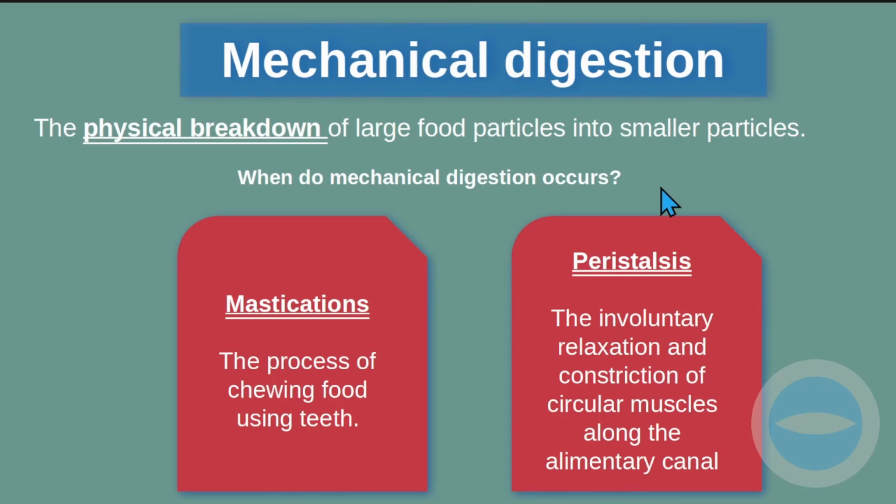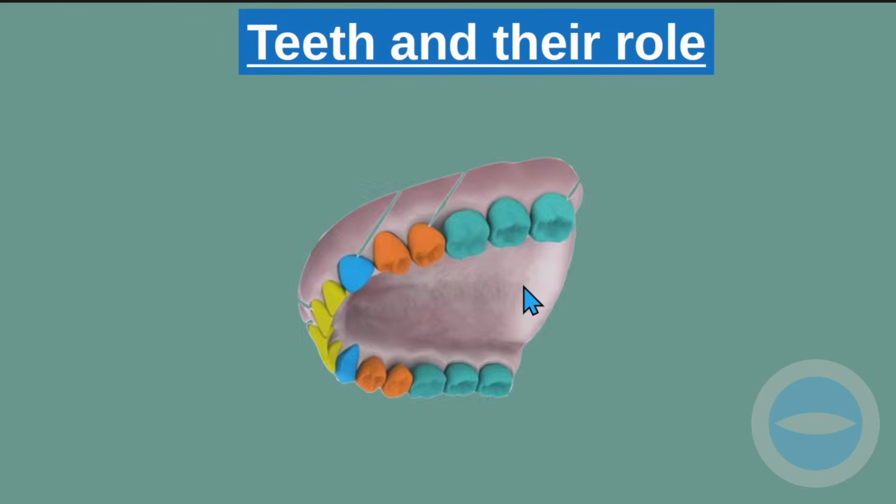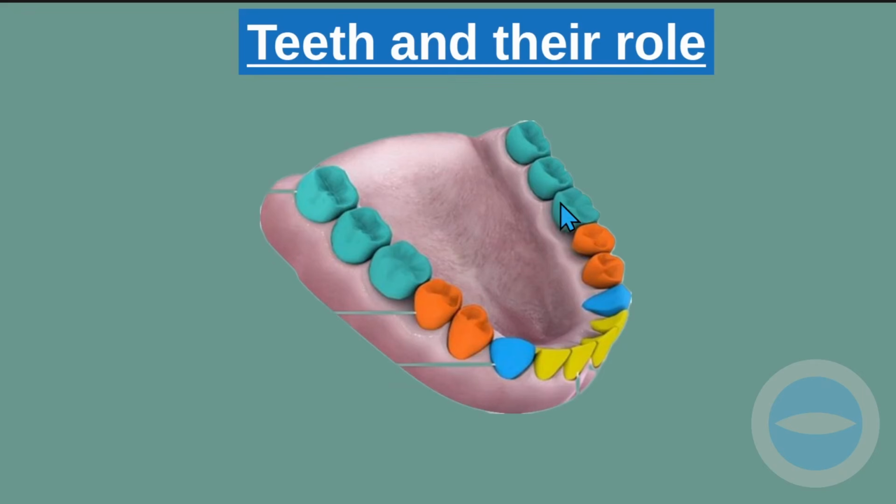So then the next thing is the teeth and their role. We must know the teeth and their role. Here I have a simple demonstration. This is the lower jaw, and then we have the different teeth, in colors again.